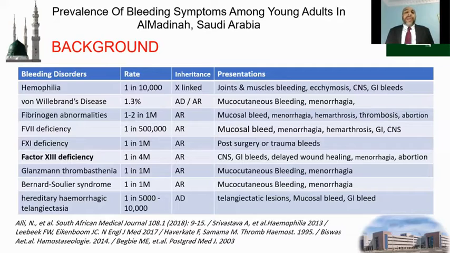The inheritance is different. Most of them are inherited as autosomal recessive disorders. Some, like hemophilia A and B, are inherited as X-linked, or autosomal dominant, such as von Willebrand. And again, for the presentation and symptomatology, some of them will bleed superficially, a mucocutaneous type of bleeding, epistaxis, or oral bleeding, like von Willebrand disease or platelet disorders, or they have deeply seated bleeding, like in hemophilia when they bleed in the joint, or intracranial hemorrhage, or GI bleeding such as in factor 13 deficiency.